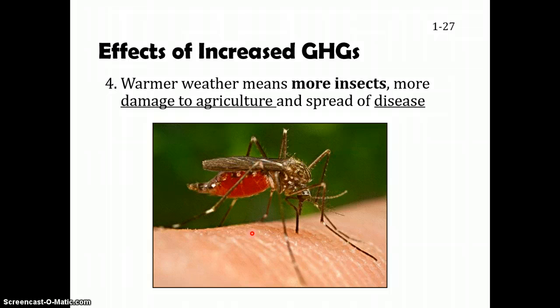The last major way that increased greenhouse gases are going to affect planet Earth is the effects of warmer weather. As you know, insects, especially mosquitoes, come out during the summertime or during the warm months. Well, if Earth is getting warmer, that means our warm months are going to be extended, meaning there's going to be more insects like mosquitoes and ticks and a whole slew of other insects. A lot of these insects, like that tomato hornworm we watched a video of, is going to damage agriculture. So you have more insects that can now feed on more crops.